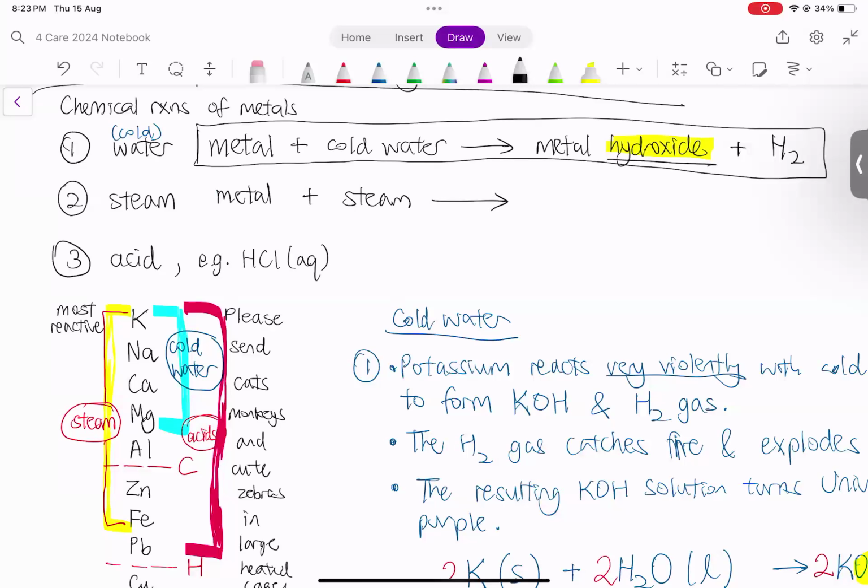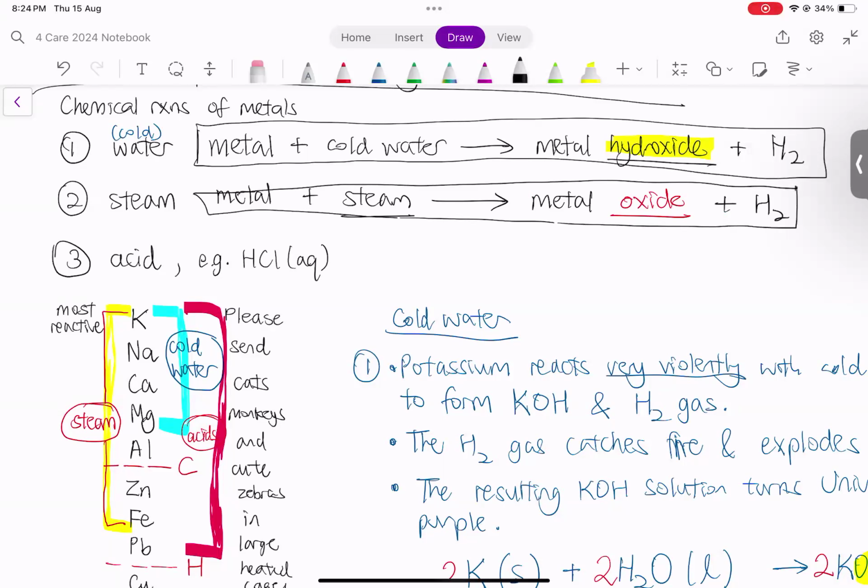There is a reaction. All right, however, the reaction differs slightly from that of cold water. Whenever you use steam, what is formed is actually the metal oxide. So you actually form the metal oxide when you react the metal with steam. So it forms the metal oxide and hydrogen gas. So you can see a common pattern. Metals always seem to produce hydrogen as a gas, but the metal compound that is formed actually changes depending on whether you had used water or whether you had used steam.